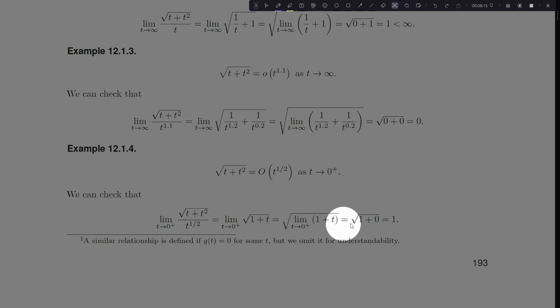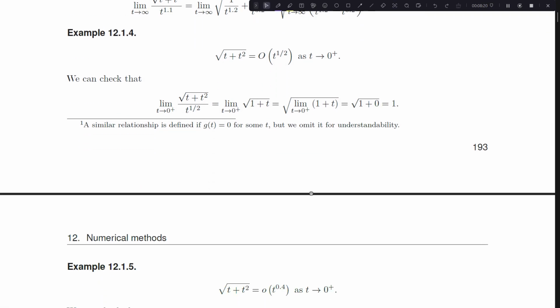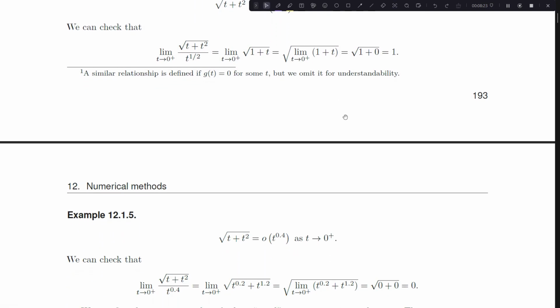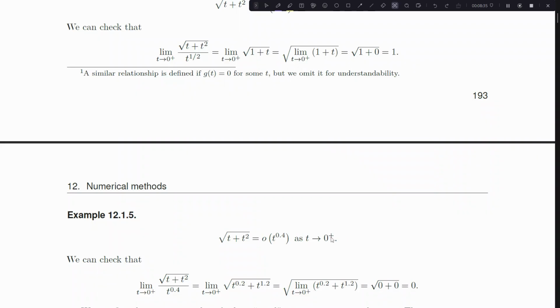And we can check that using our standard limiting arguments. We get a 1, which is certainly finite. And in fact, it's something like little o of t to some power less than 1/2 because we go through the limiting arguments and we end up with 0. And this is once again specifically as we're approaching 0 from the right. And so these are basically talking about limiting arguments, but it's talking about what the function behavior is in that limit region, in the limiting region.